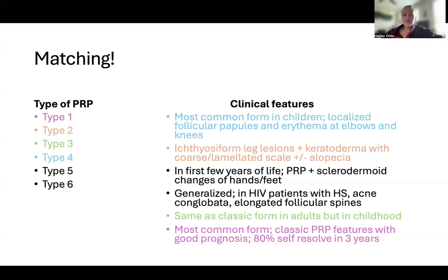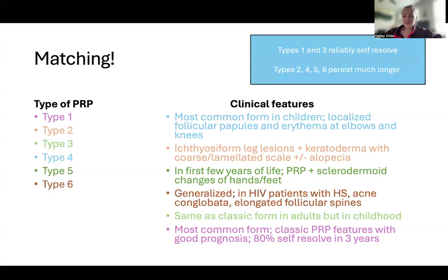Type 5, again in kids. First few years of life, you get pure PRP and sclerodermoid changes of the hands and feet. And then last but not least, type 6 is generalized, seen in HIV patients, and it's associated with the follicular occlusion disorders of HS and acne conglobata. Type 1 and 3 pretty much self-resolve. The other ones are less likely to self-resolve and persist longer.